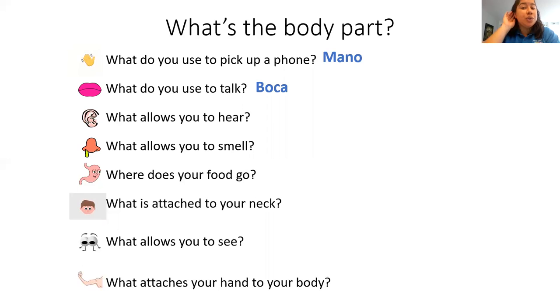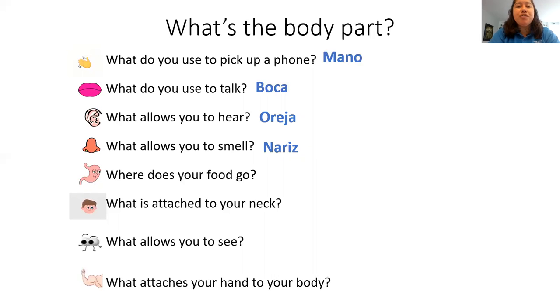What allows you to hear? It's your ear. Your ear allows you to hear, but what is that in Spanish? It's your oreja, oreja. And then what allows you to smell or gets a little stuffed up maybe when you have a cold? It's your nose, but what's that in Spanish? It also starts with an N, your nariz. Your nose is your nariz.